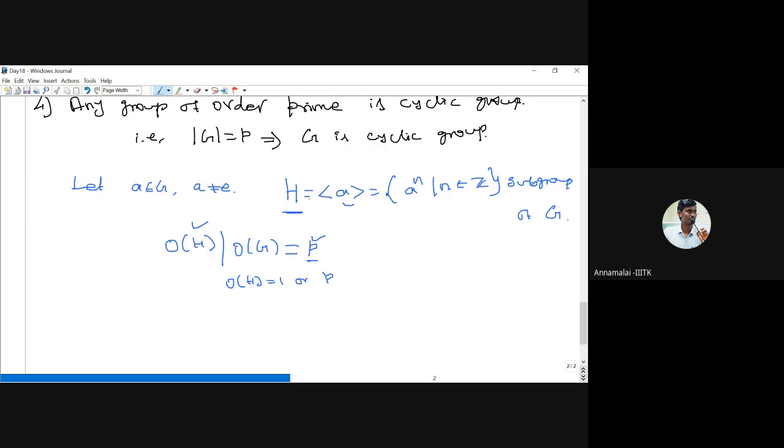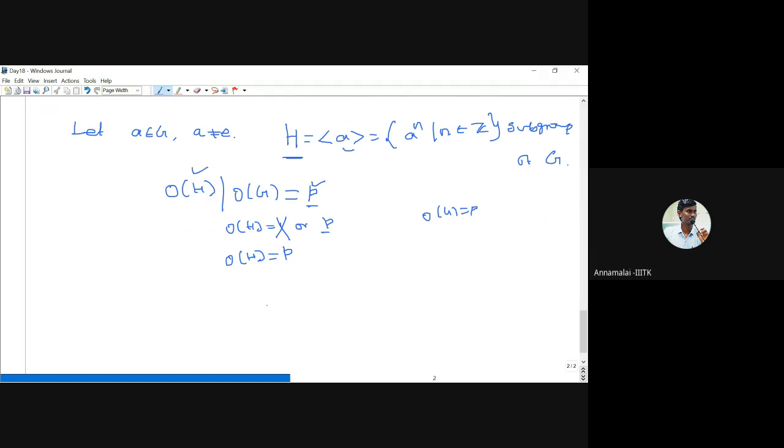Therefore, this H contains at least two elements, the identity element and A. Therefore, the order of H cannot be equal to 1. Therefore, the order of H should be equal to P. And we know that the order of the group is P, and the subgroup also has order P. Therefore, H should be equal to the group, because the subgroup and the group have the same order and it's finite. Therefore, the subgroup should be equal to the group G. But we know that this H is nothing but the subgroup generated by a single element A. Therefore, G is also generated by a single element. Therefore, G is cyclic.